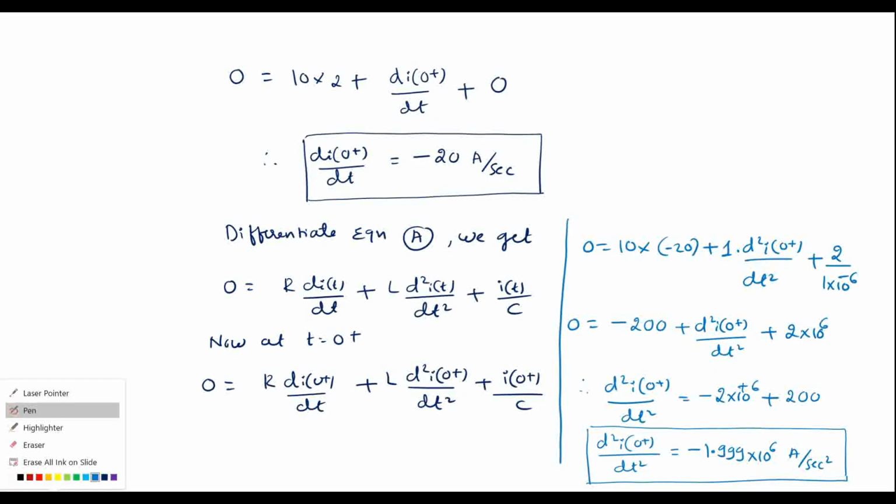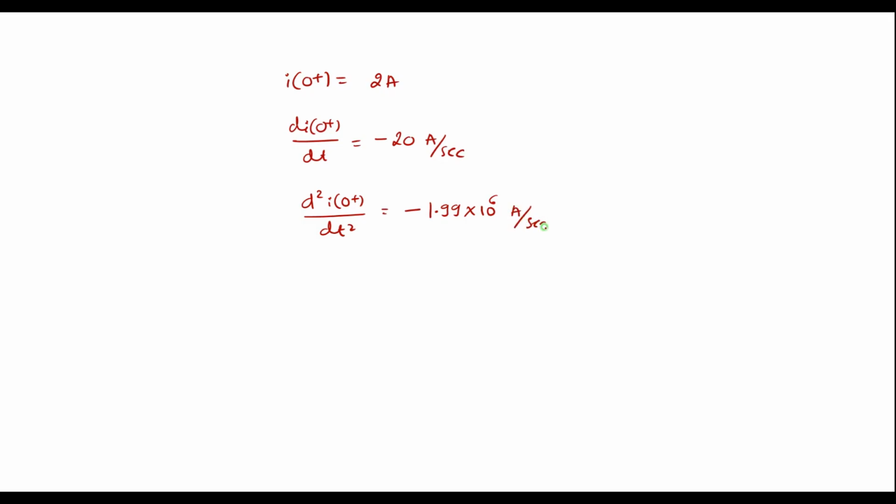So now I can write the consolidated result as: i of 0 plus is equal to 2 amps, di of 0 plus by dt is equal to minus 20 amps per second, and d square i of 0 plus by dt square is equal to minus 1.99 into 10 power 6 amps per second square.